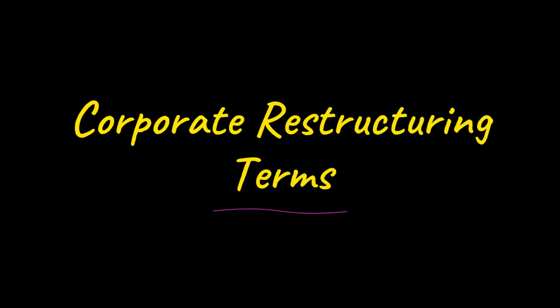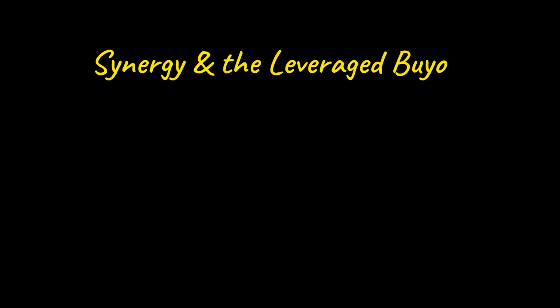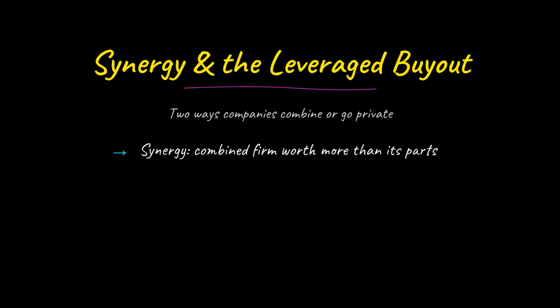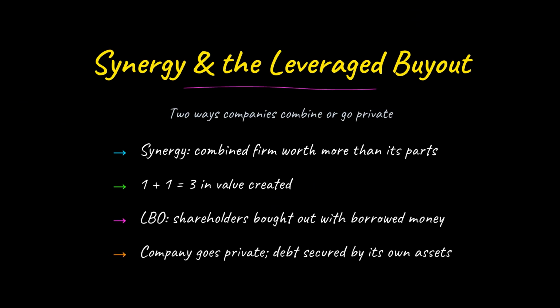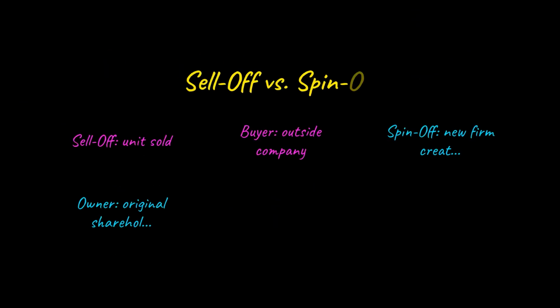When companies reshape themselves, a handful of key terms describe the moves. Understanding synergy, leveraged buyouts, and the two types of divestiture is essential, especially knowing exactly how a sell-off and a spin-off differ. Synergy is the value created when two firms combine, the idea that the merged company is worth more than each piece separately. A leveraged buyout, or LBO, is a specific acquisition where public shareholders are bought out using heavy borrowing, taking the company private.